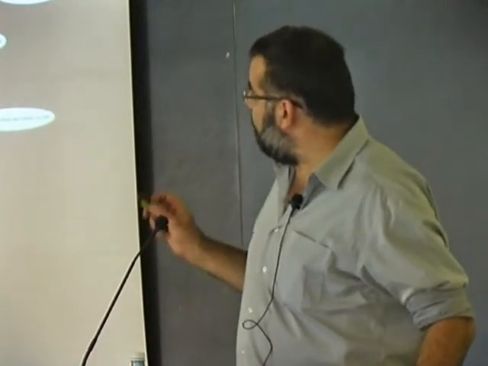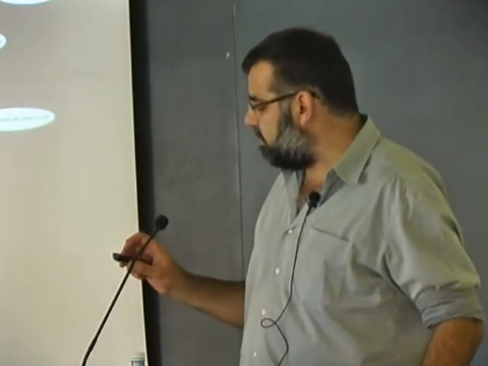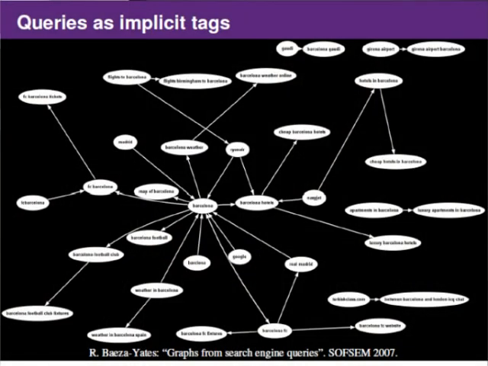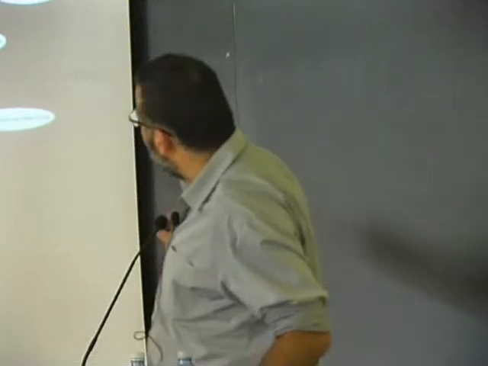As I said before, queries are like implicit tags. For example, these are aggregations of sessions of people that are querying about Barcelona. So for example, Barcelona hotels: one group goes to cheap hotels, another group to luxury hotels. Some people want to watch the football team. And for example, there are mistakes, spelling mistakes, and so on. So these are all possible ways to query about Barcelona.